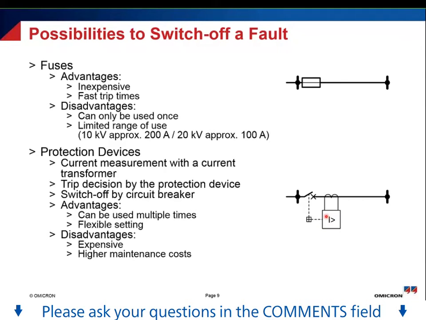The disadvantage of these protection devices is that they are more expensive and also that they have higher maintenance costs. So the whole system, so the current transformer, the protection device and the circuit breaker, they all together are the protection system. And this protection system has to be maintained on a regular basis. So from time to time, let's say every 2, 3, or 4 years, you have to go there and check whether everything is working correctly.